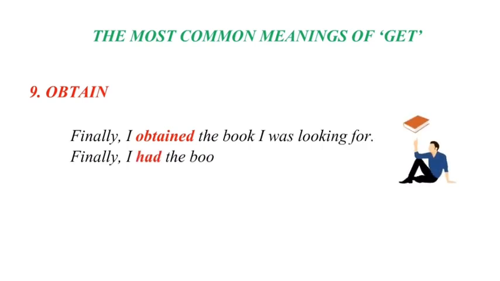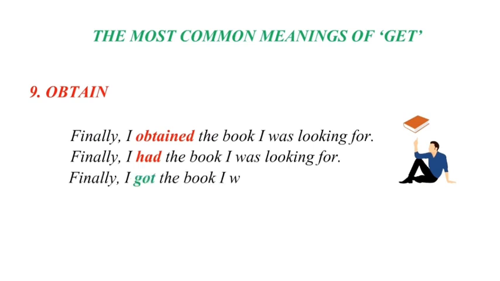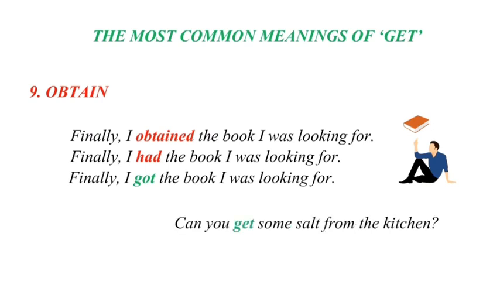Next verb that can be replaced with the word get is obtain. Obtain. That means to acquire something or procure something. You possess something. You have that thing with you. Finally, I obtained the book I was looking for. Finally, I had the book I was looking for. So here in place of obtained, in place of had, I can use the word got. Second form of the verb get would be got. So finally, I got the book I was looking for. Can you get some salt from the kitchen? Again, a very useful sentence that you can use in your daily conversation.